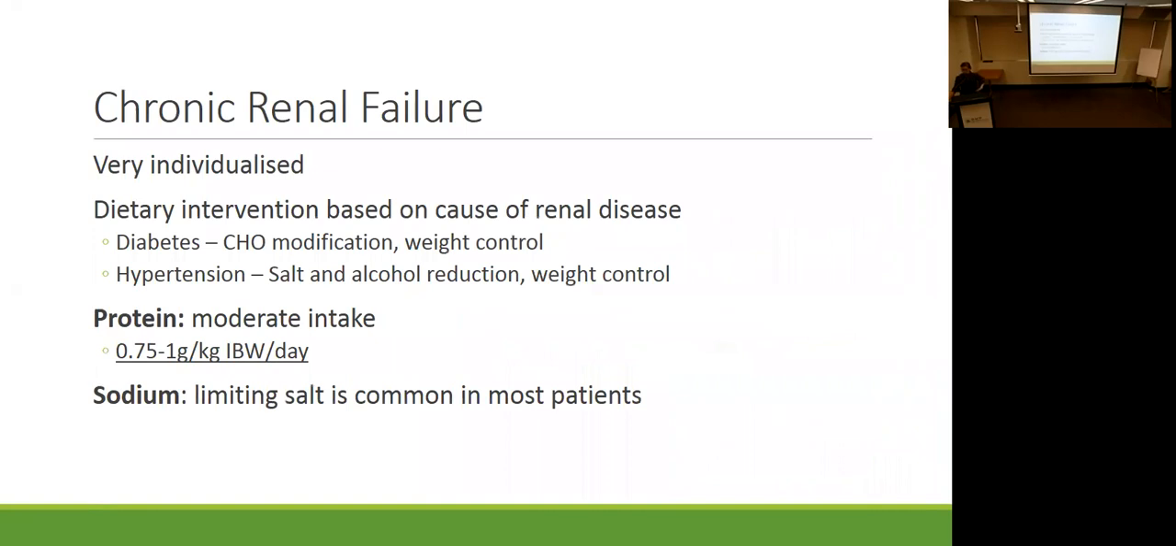Chronic renal failure is very, very individualised. Usually the dietary intervention is based on the cause of the renal disease in the first place. So we would treat diabetes or hypertension or both. And protein intake is just like the general population. There's no restriction. So it's a moderate intake of 0.75 to 1 gram per kilo of body weight. And again, limiting salt is common in chronic renal failure.